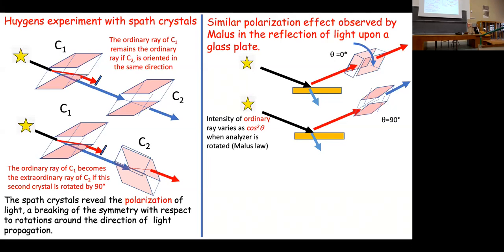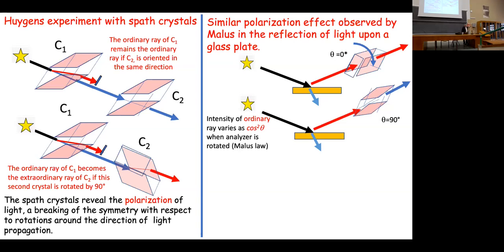And he found that the intensity of light which is transmitted in the ordinary ray varies as the cosine square of this angle. This is called the Malus law. And this shows quantitatively how light is being transmitted. In fact, this effect is only partial if the incidence angle is not very peculiar.